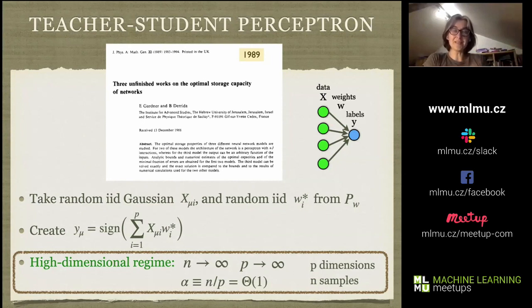What is interesting here is that the physicists started to study that. And in physics, we always have some kind of thermodynamic limit. The system has many particles and we send that number to infinity. So that thermodynamic limit here corresponded to the case where the number of samples n goes to infinity, the dimension of the input space, p, also goes to infinity, and the ratio is constant. For a physicist, that's a very natural limit in this case.